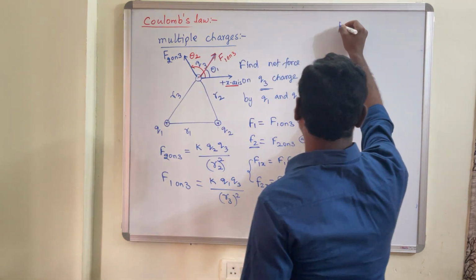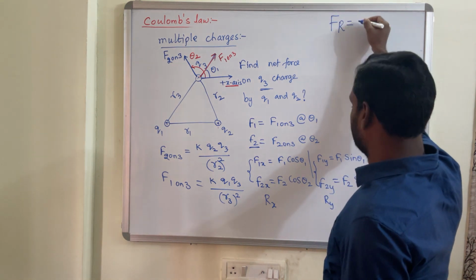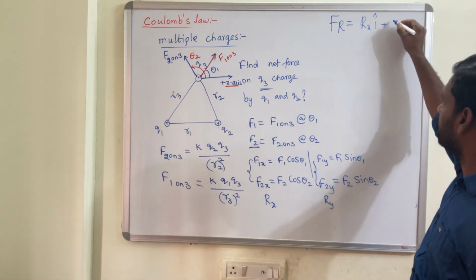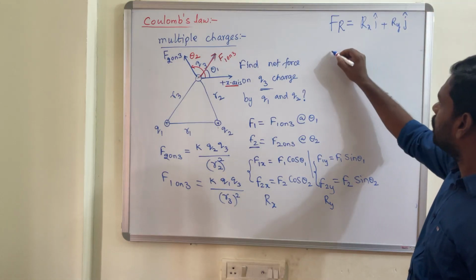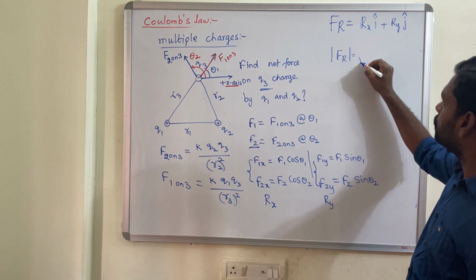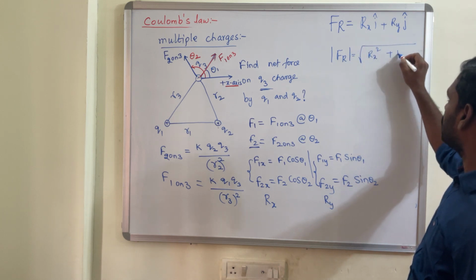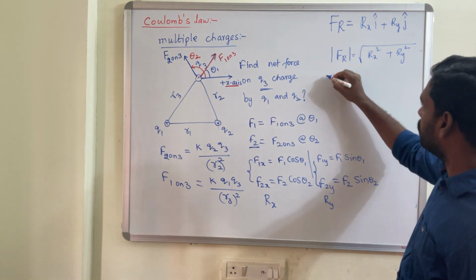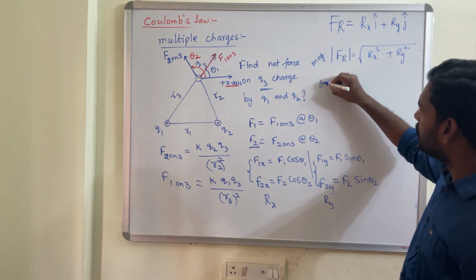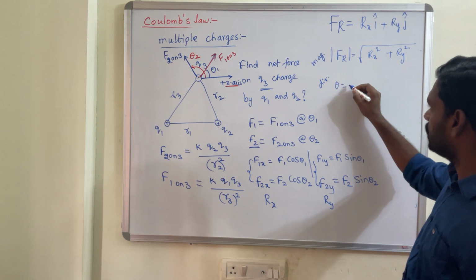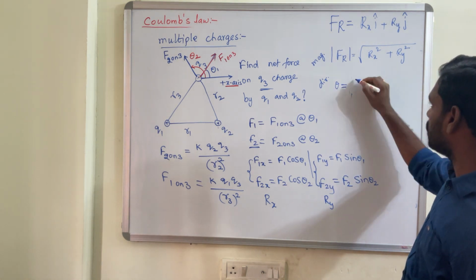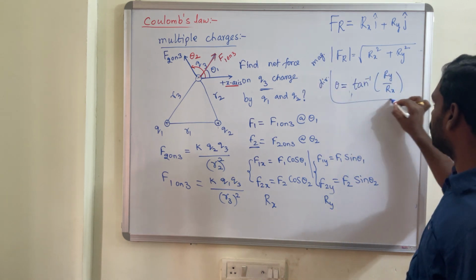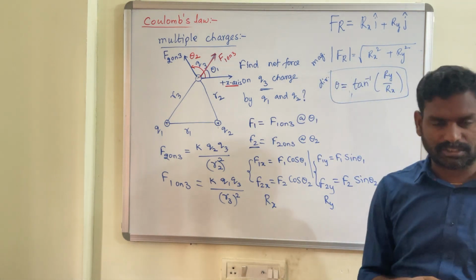Now the resultant force is equal to Rx into i cap, Rx being along the x-axis with unit vector i cap, and Ry into j cap. Now you can find the magnitude of the resultant force, which is the square root of Rx square plus Ry square. You learnt this in the previous year. And the direction theta of the resultant force is tan inverse of the Y component by the X component. Like this, you need to solve problems if there are multiple charges.